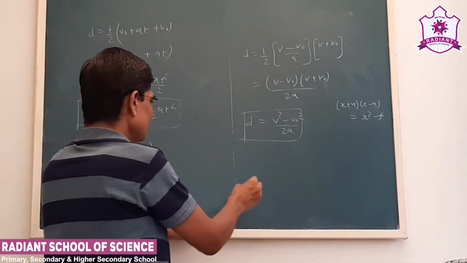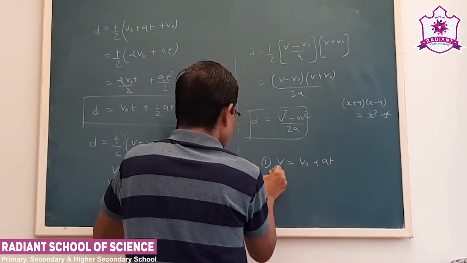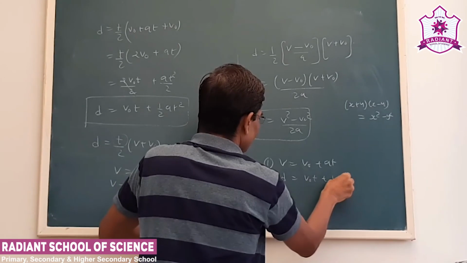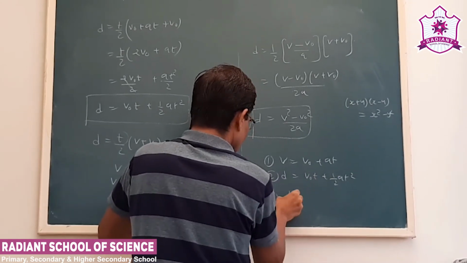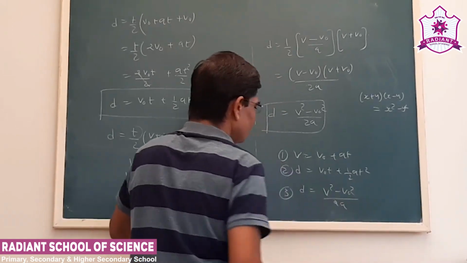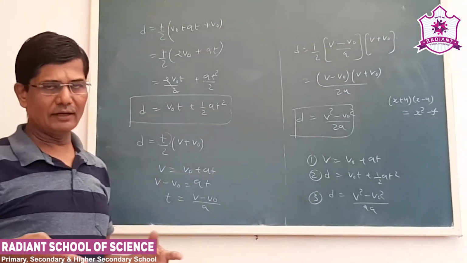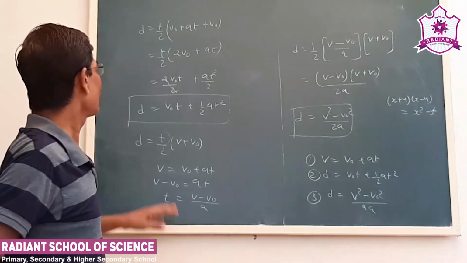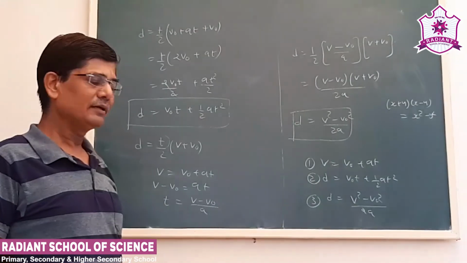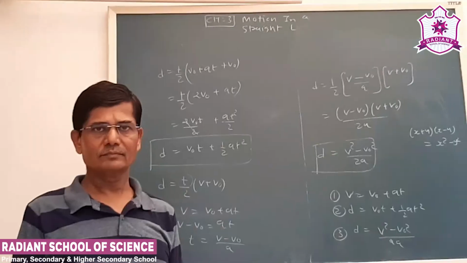Now we summarize. The first equation is v is equal to v0 plus at. The second equation is d is equal to v0 t plus half at square. And the third equation is v square is equal to v0 square plus 2ad. This is a very important theory. Many times throughout the 11th and 12th standard we will be using this. So this is how we can derive the kinematic equations of motion in one dimension with constant acceleration.